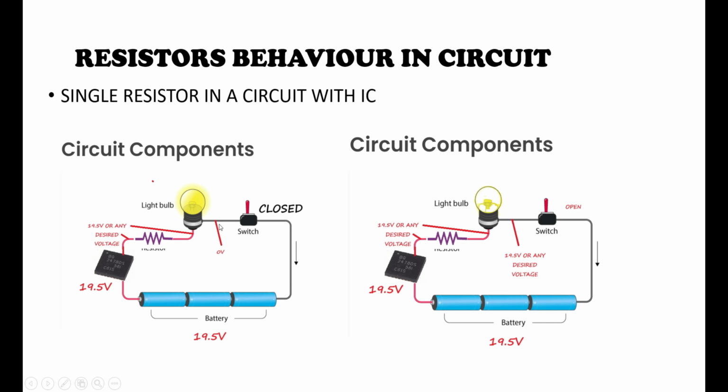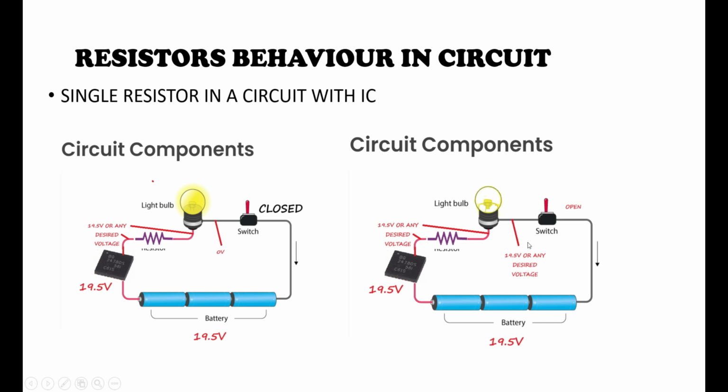If the destination part of the component is connected to the ground, then there will be 0 volts. If the source of the particular component is connected to some active components, the voltage at the source of the component depends on the IC's active components. Okay, this is a closed circuit. Here is the open circuit.